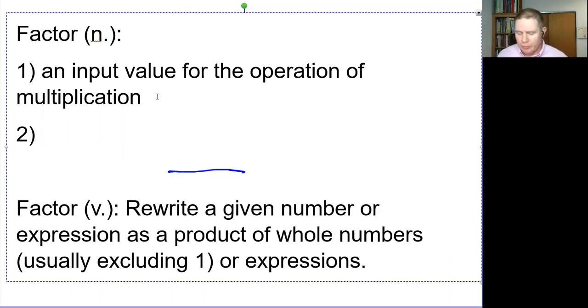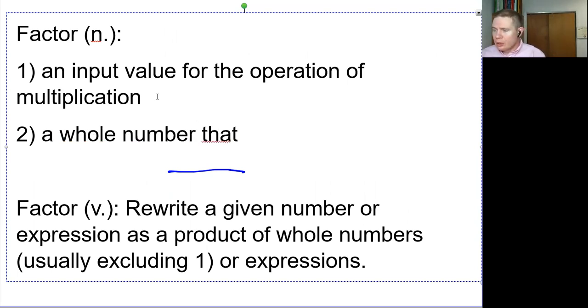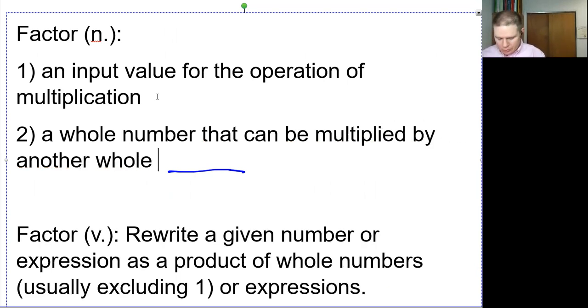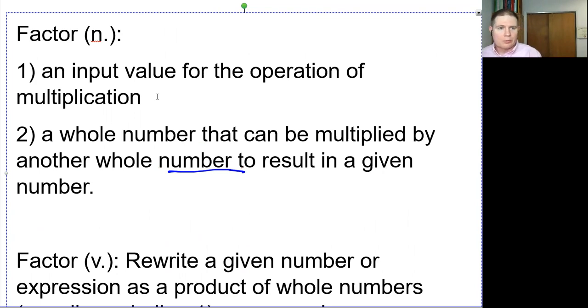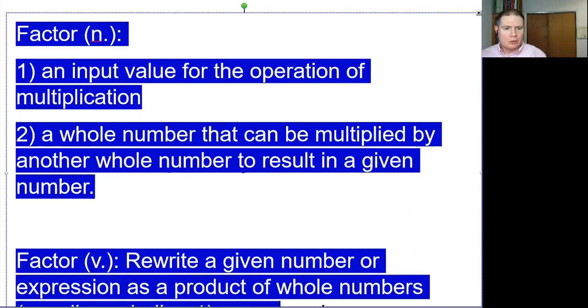My underline's in the wrong place, that's okay. Remember, because product is not just the particular product of 3 times 4, but a product can also be thought of as the whole expression. So a factor can also be thought of slightly differently. A factor is a whole number that can be multiplied by another whole number to result in a given number.